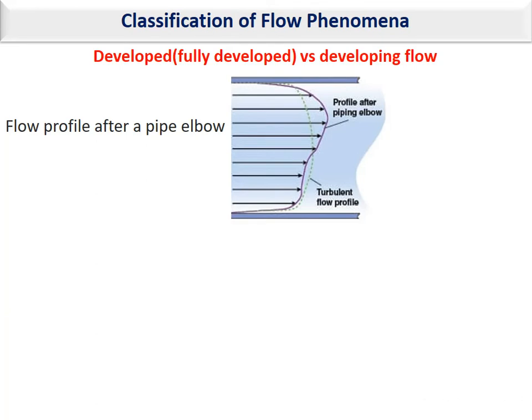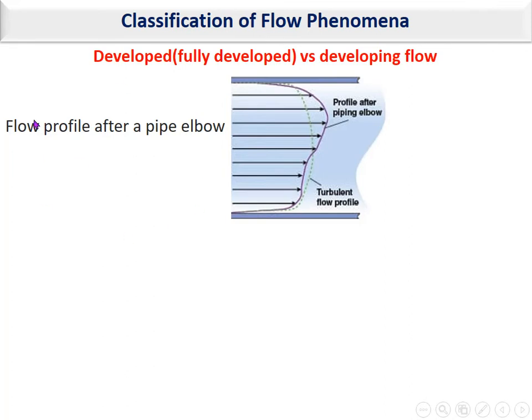It may be interesting to know that developing flow is not only at the starting point or beginning of a pipe. It may happen also in the middle of a pipe. For example, consider the flow profile after a pipe elbow, like the one shown here. The green dashed line here is the turbulent flow profile. We'll discuss turbulent flow, but this is a normal flow profile, as you can see in the dashed line.